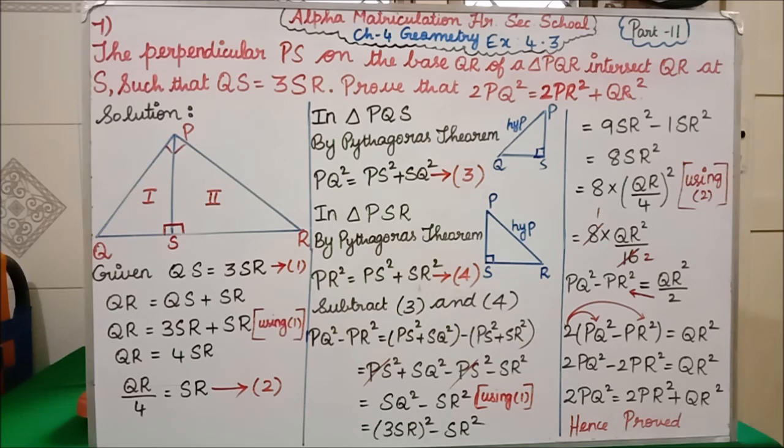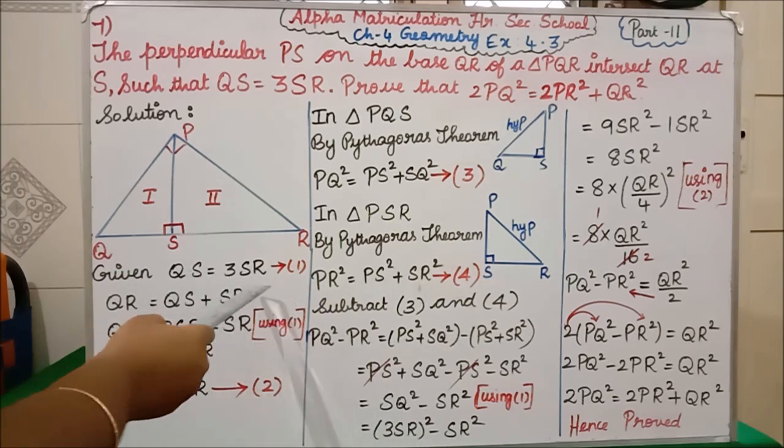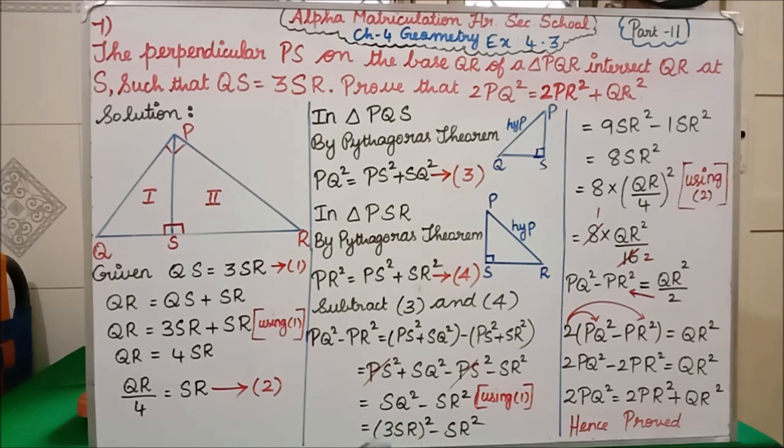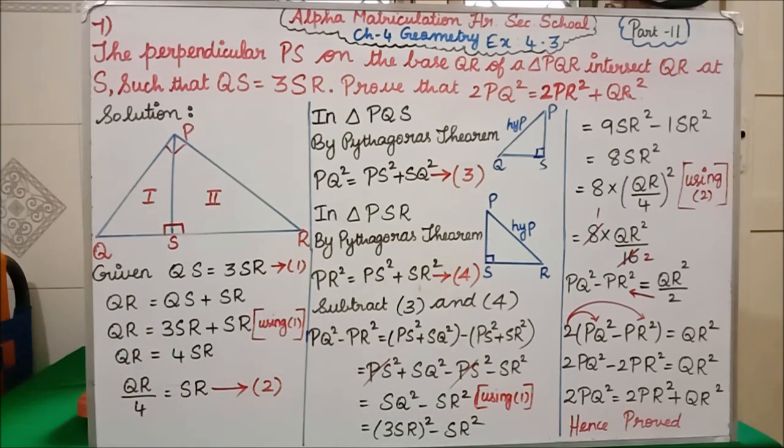Clear? Now the next step. SQ and QS are both the same, so instead of SQ I can substitute 3SR. So I am substituting 3SR for SQ, and I am writing that whole squared. Now QS or SQ are the same, SQ value we are given is 3SR. I have written that whole squared, minus SR square.